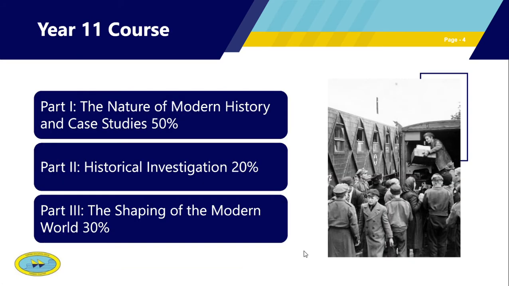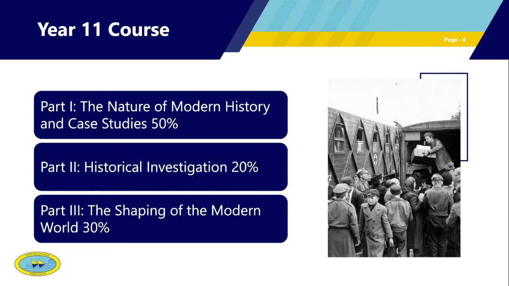So here is a bit of a breakdown of the Year 11 course. You can see there are 3 distinct aspects, and I'll just run through each one now for you. So you can see part 1 is called the nature of modern history, and also you have case studies. All right, and that's worth 50% of the course. So the nature of modern history is basically an introduction to the idea of modern history. So in 2020, students have been working through some of the concepts and ideas, the big ideas of modern history.